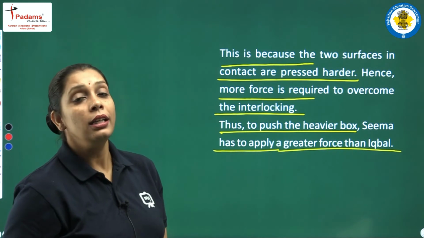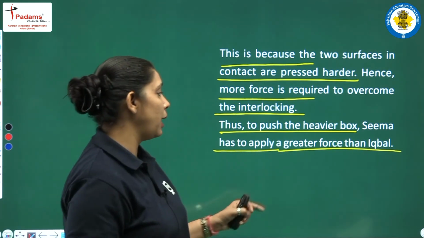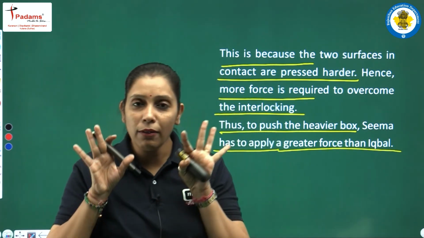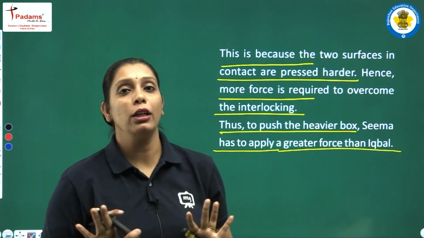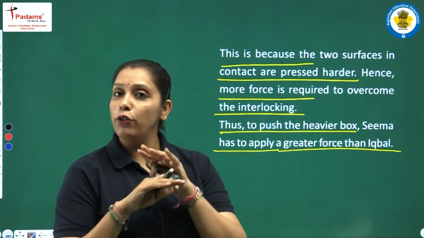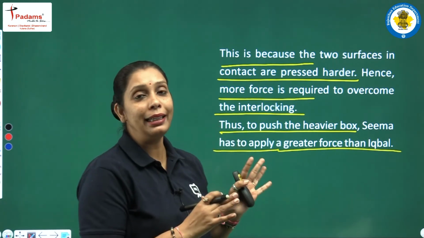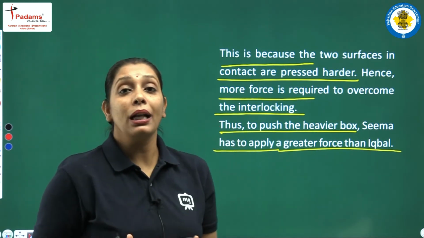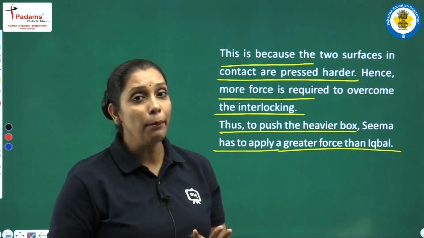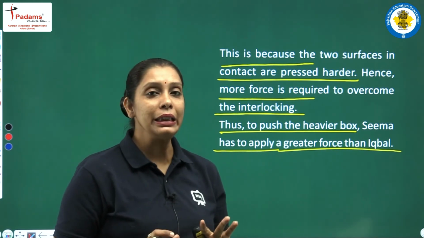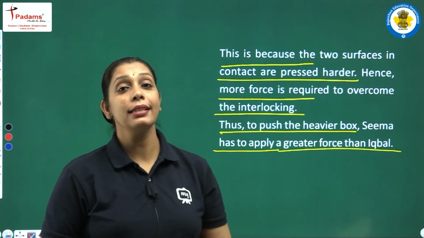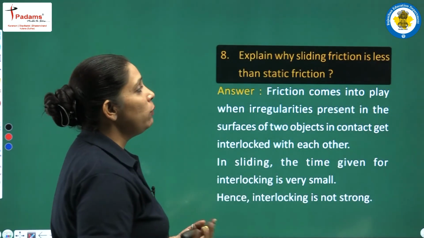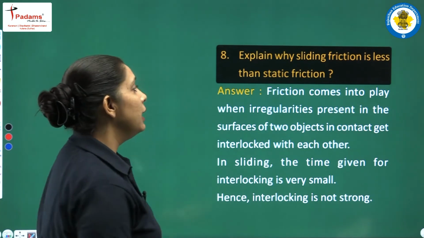समझ में आ गया. सीमा को ज़्यादा मतलब ज़्यादा मैग्नीट्यूड वाला फोर्स लगाना पड़ेगा टू मूव दैट बॉक्स. अब फ्लोर तो दोनों के लिए सेम है, इकबाल के लिए भी और सीमा के लिए भी, लेकिन इकबाल के बॉक्स का वज़न कम है, और सीमा के बॉक्स का वज़न ज़्यादा है. इट्स सिंपल, अंडरस्टूड. मूव टू द नेक्स्ट क्वेश्चन क्लास, एंड नेक्स्ट क्वेश्चन इज एक्सप्लेन व्हाई स्लाइडिंग फ्रिक्शन इज लेस दैन स्टैटिक फ्रिक्शन.